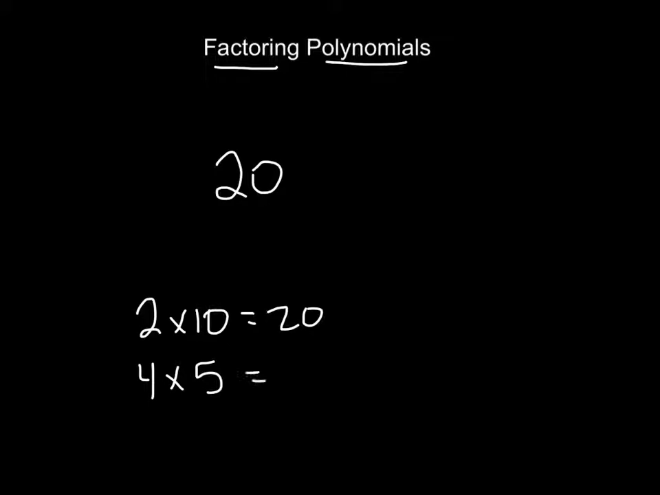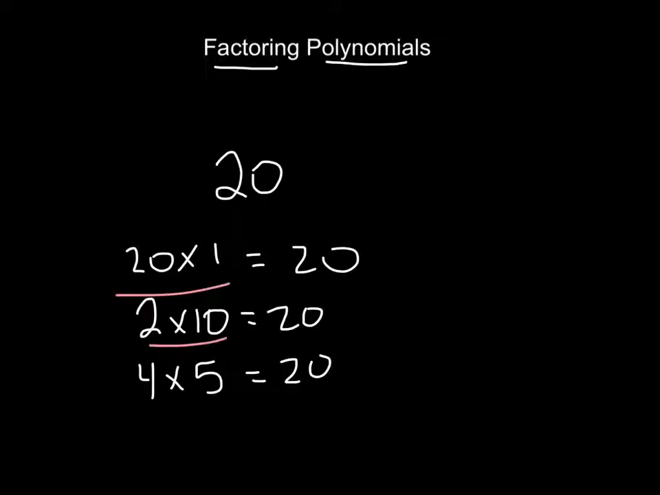So to quickly talk about what we're doing, we've got factoring and we've got the word polynomials. So let's just look at the word factoring or factor. If I had the number 20 and I asked you for a factor pair, you could say 2 times 10 equals 20, 4 times 5 equals 20, and 20 times 1, of course, equals 20. So these are factor pairs of 20.